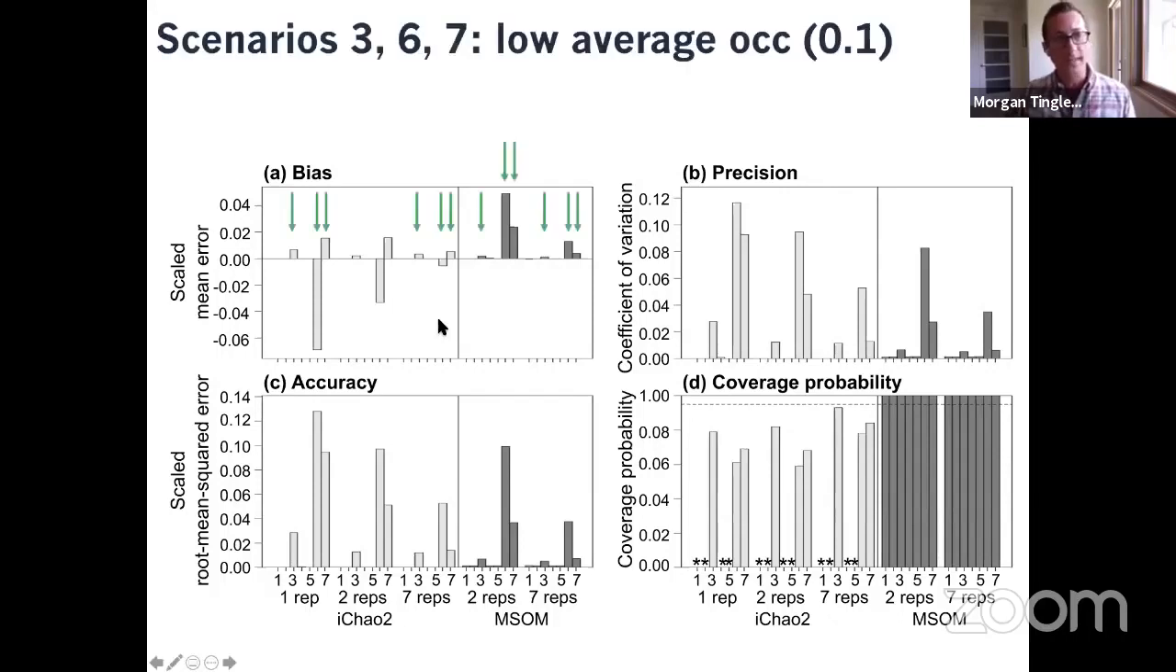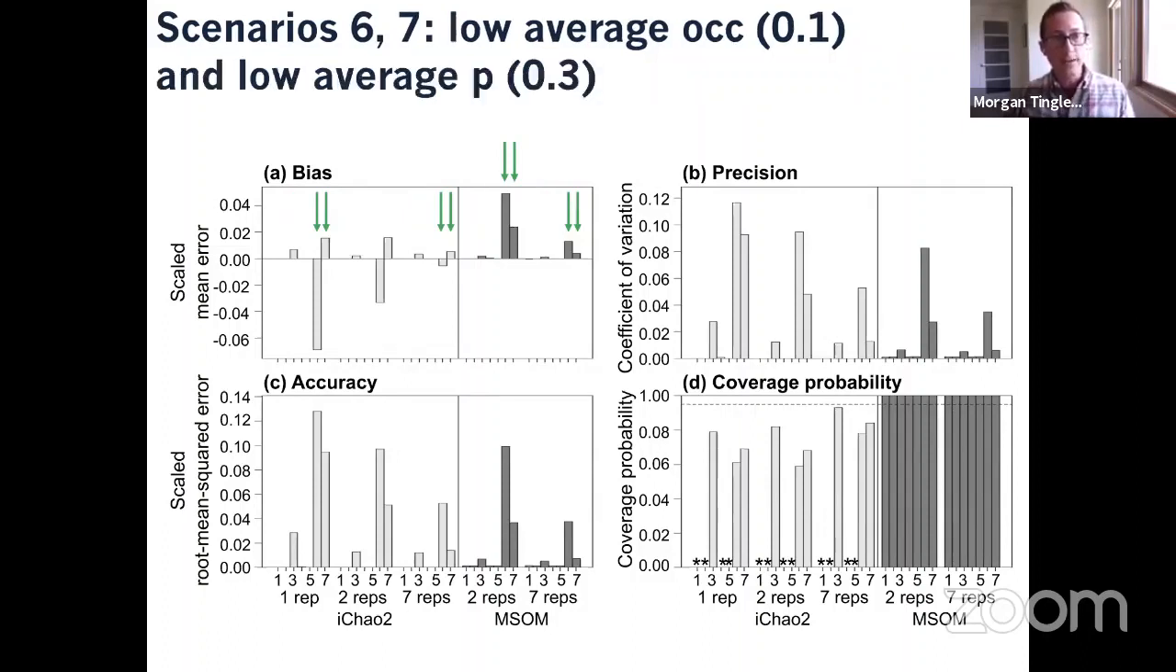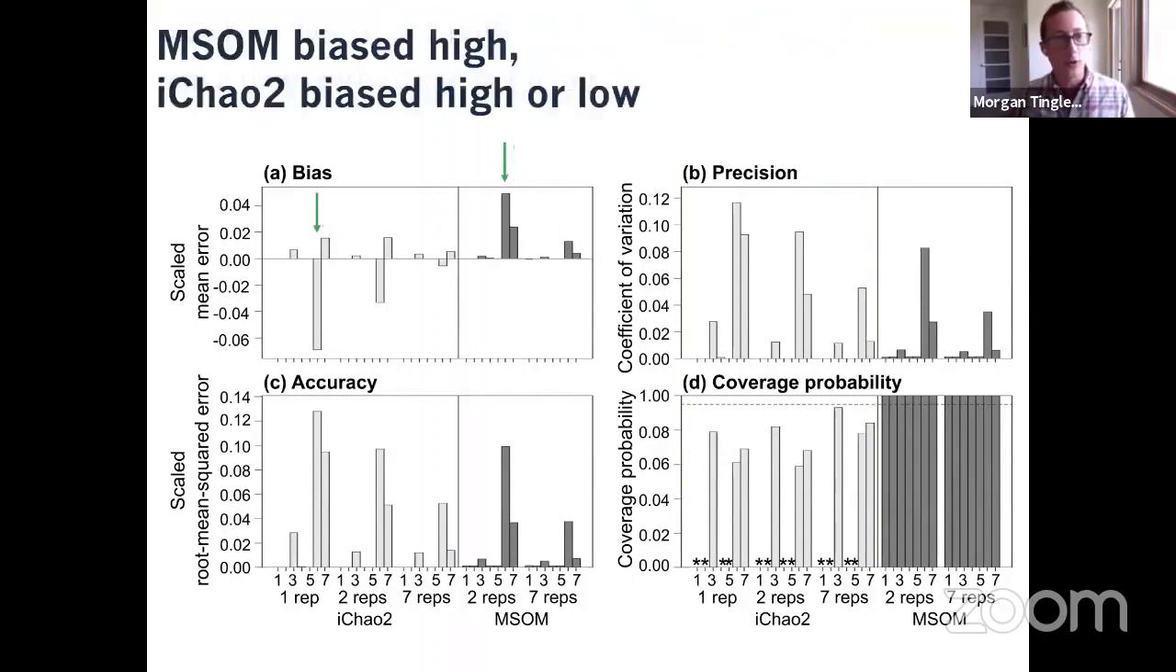So what are some salient features? One is that all these green arrows are pointing to scenarios 3, 6, and 7. And you can see that essentially across bias, precision, and accuracy, you're getting these higher bars for scenarios 3, 6, and 7. Those are all the scenarios where you had low average occupancy. So low average occupancy, regardless of iChao2 versus multi-species occupancy models, leads to higher bias, lower precision, and lower accuracy. Scenarios 6 and 7, which have low average occupancy and low average probability of detection, generally also do worse. Not surprising. These are the unideal scenarios, so we expected them to not do great.